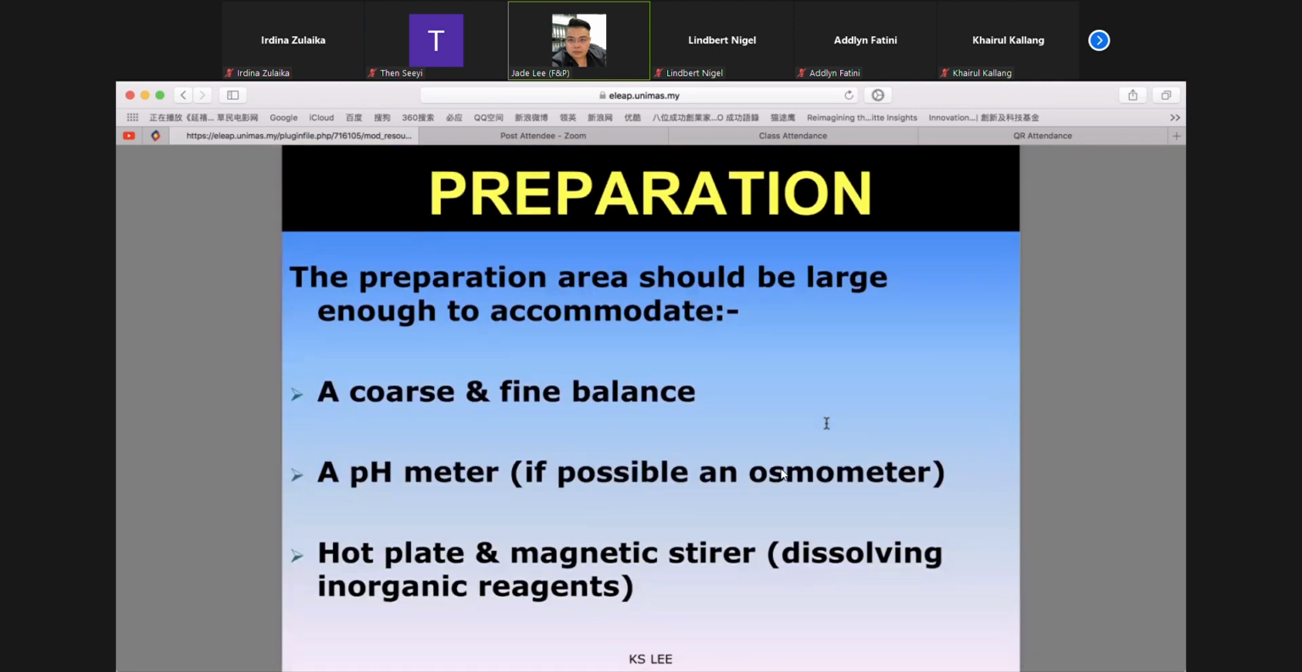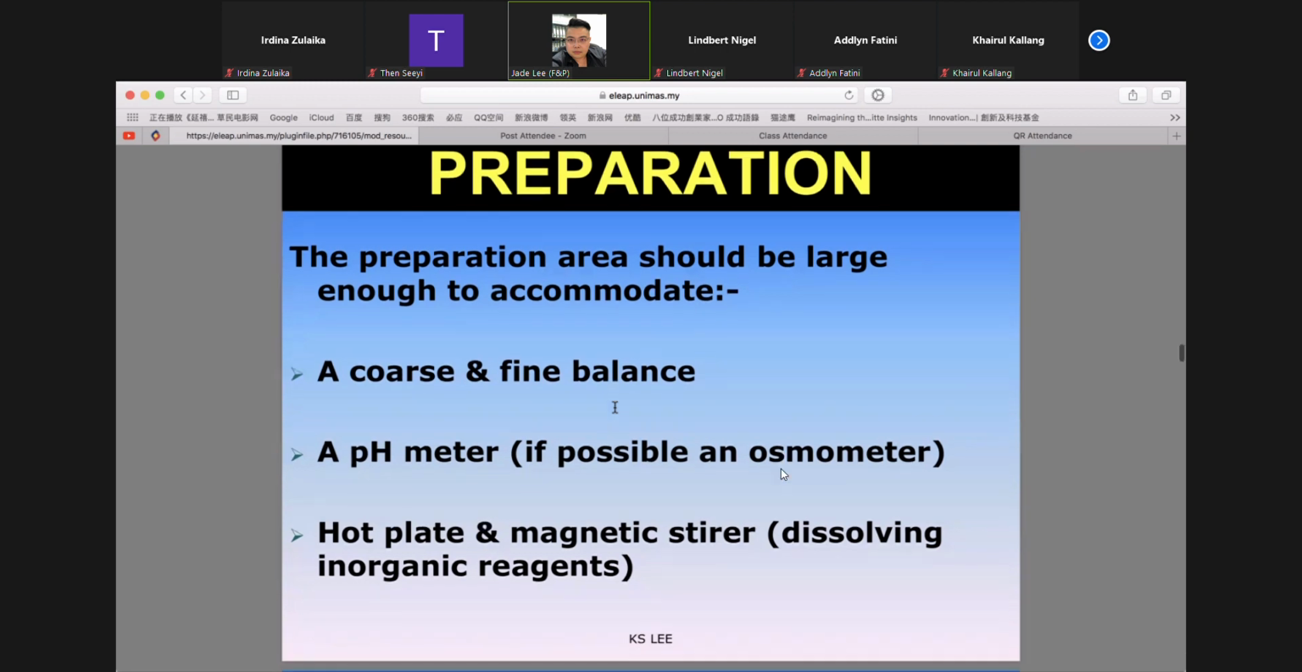For the preparation area, it should be large enough to accommodate a coarse and also a fine balance. You should have these two, and also a pH meter, and if possible, also an osmometer, so that you can check the osmolarity of your solvents and also your media. Make sure that before you use the pH meter, you calibrate it. And also you need a hot plate and magnetic stirrer to dissolve your inorganic reagents.